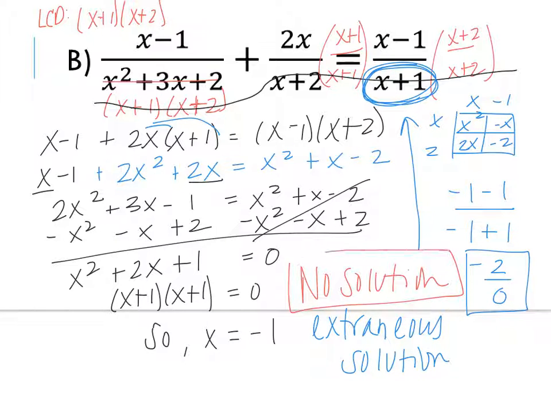Now, just because something is extraneous does not mean that your problem will not have a solution. It's just that there was one x found, and that one x happened to be extraneous. So because that was our only option, that's why it's no solution. It's very possible to have an extraneous solution and an actual solution. Okay, so let's keep moving.